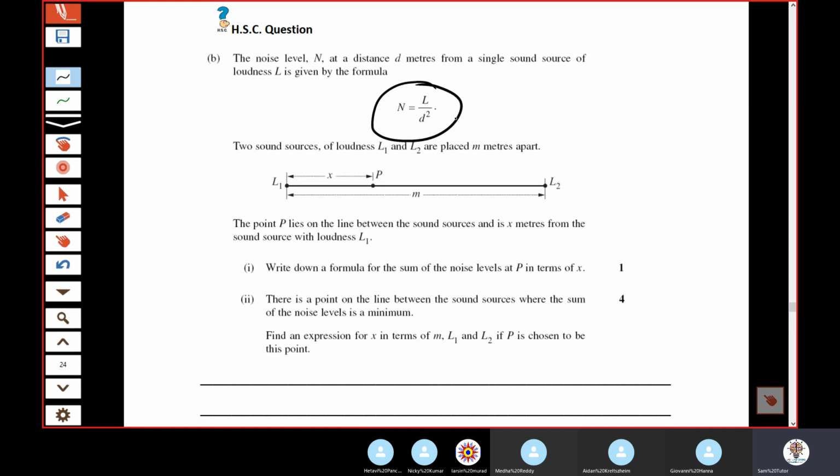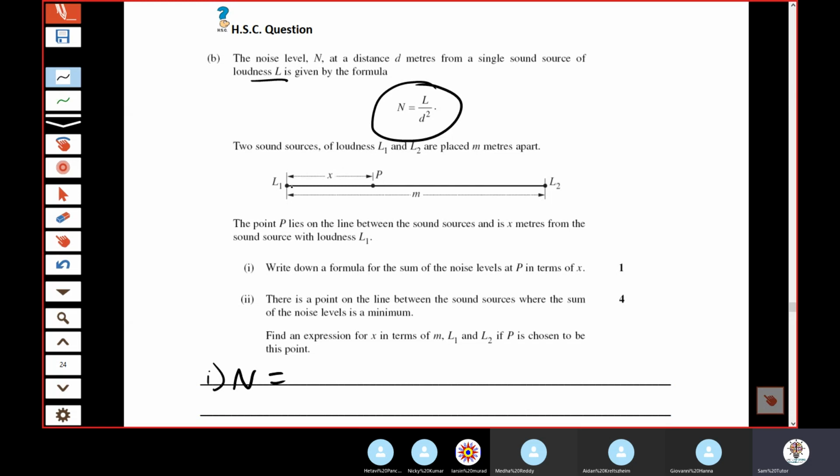It's just telling you the noise level N is given by this formula, where L is loudness, d is the distance away from L. So distance from L. Right? So write down a formula for the sum of the noise levels. What would the sum of the noise levels be?